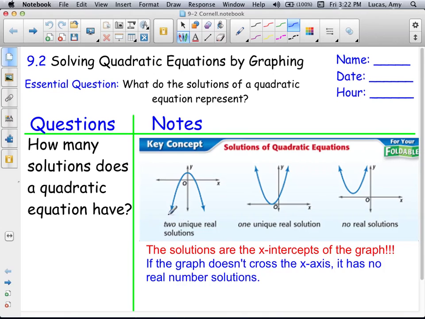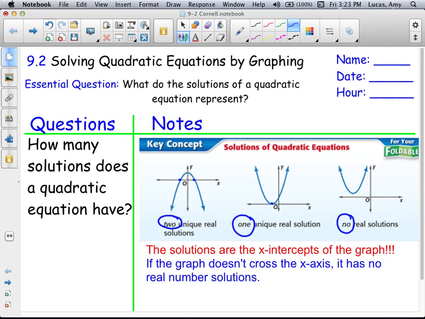So with two solutions, on this first graph, you can see that there are two spots where the parabola goes through the x-axis. On the second one with one solution, the vertex sits on the x-axis, so there's only one solution. And then in the third one, there are no real solutions because that parabola doesn't cross through the x-axis at all.